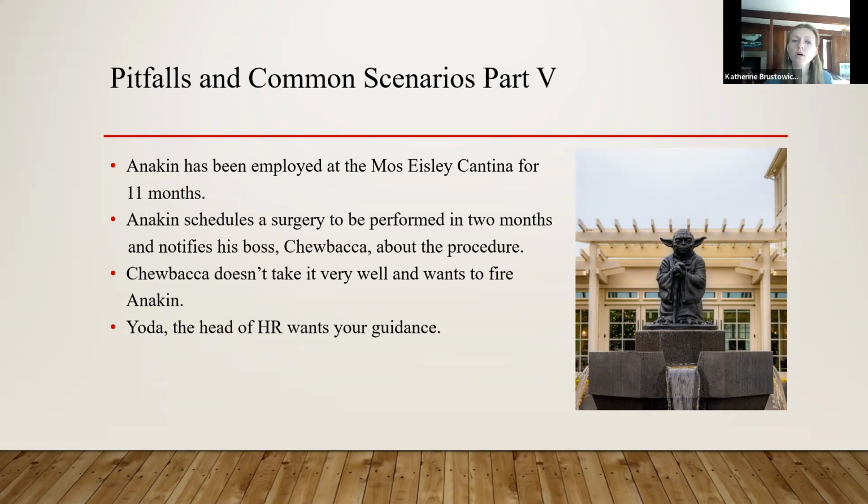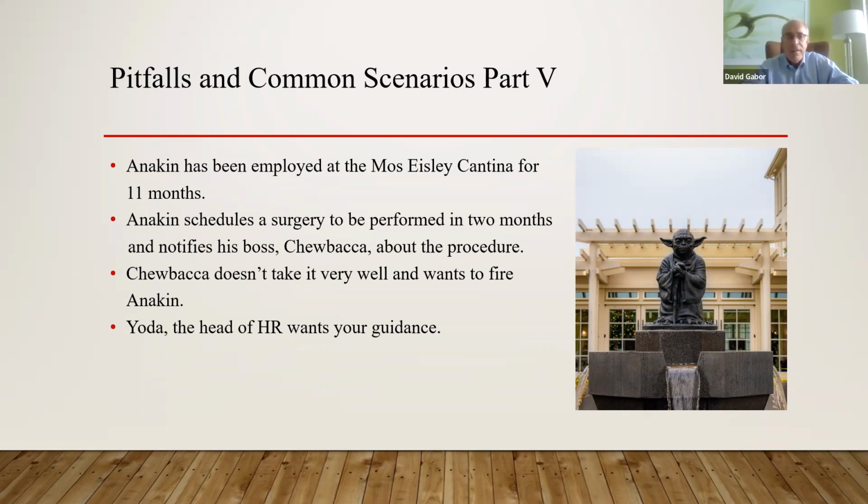And I would say that Yoda would also be quite wise to heed our guidance of talking to Chewbacca, talking him out of firing Anakin. That would be a poor decision based on the facts that we're aware of here. And David, did you have anything else that you wanted to add to this one before we move on to our top 10 takeaway points?